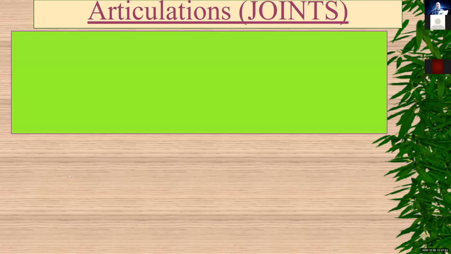So the next thing we're going to talk about are joints, and this is where I'll talk a little bit about the baby's skull and how that's a little bit different than an adult skull. But first, I'd like you to write down some notes.